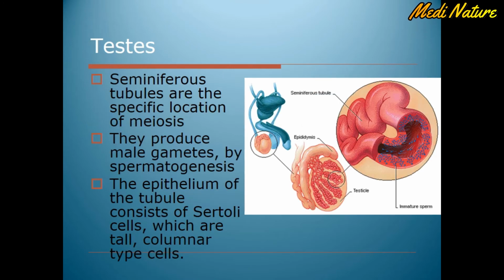The seminiferous tubules are the location where meiosis occurs. They produce male gametes by the process of spermatogenesis. The epithelium of these tubules contains cells called Sertoli cells. They are columnar cells which support the development of sperms.